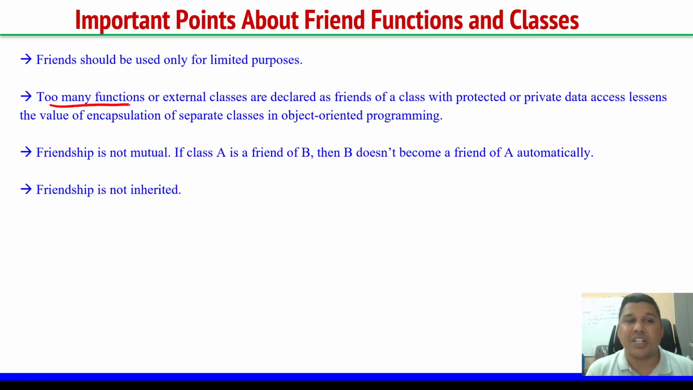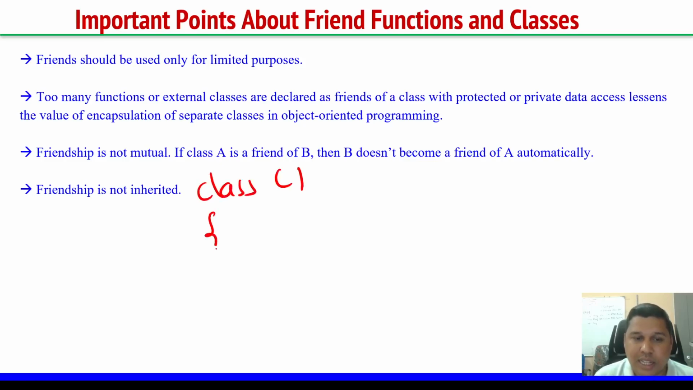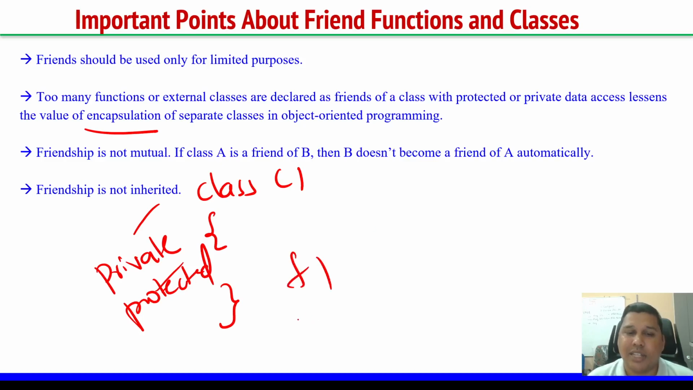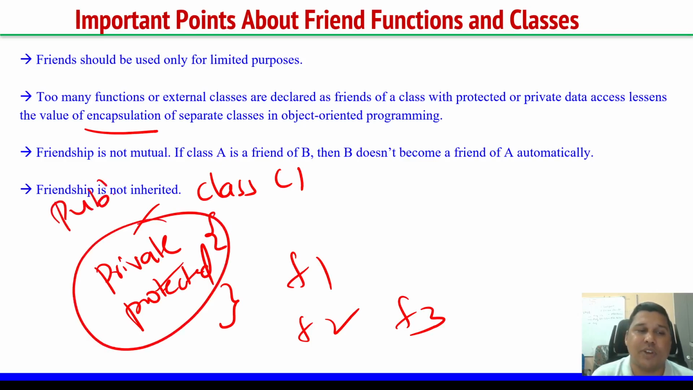Second, too many functions or external classes declared as friends of a class with protected and private members lessens the value of encapsulation. See, what is the intention of this friend function or friend class? In class C1, there exist some private and protected members. Why do we have these two access specifiers, private and protected? So that we can implement the encapsulation concept or data hiding concept. But if I keep creating functions and always say C1 has function F1, C1 has function F2, C1 has function F3, what is the meaning of private then? Then put it public? No, it's very easy.